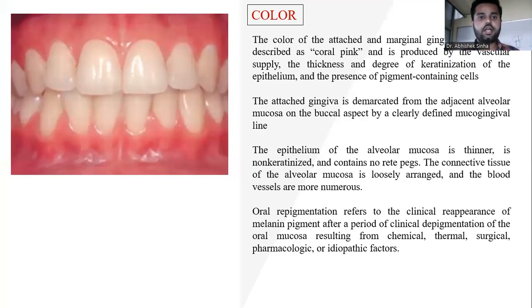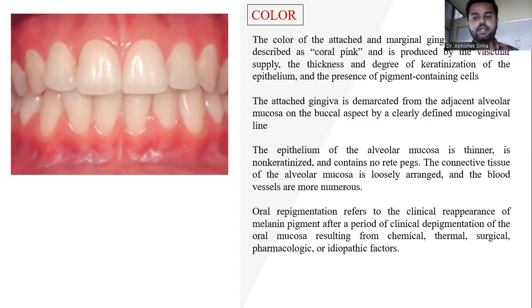Okay, starting with the color. So color of the attached gingiva and marginal gingiva is generally described as coral pink and is produced by vascular supply, thickness and degree of keratinization of the epithelium and the presence of pigment containing cells. So these are the 4 reasons why the gingiva is coral pink. Many a times this question is asked in Viva and you get confused with 1 or 2. So you have to remember all the 4. There are 4 reasons of color of gingiva: vascular supply, thickness of the epithelium, degree of keratinization of the epithelium, and the presence of pigment containing cells.